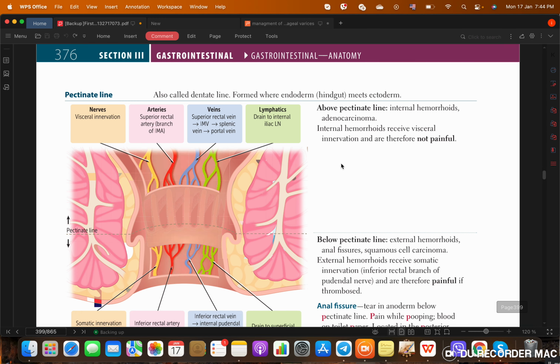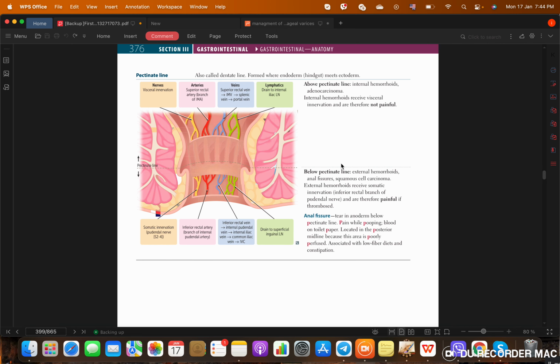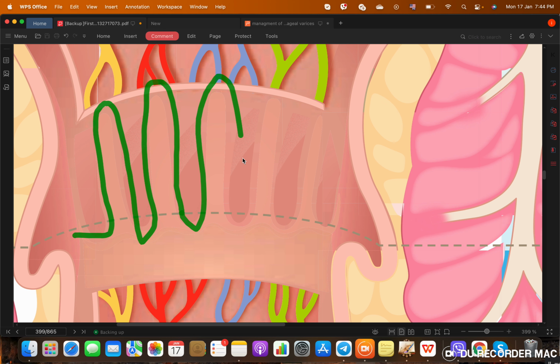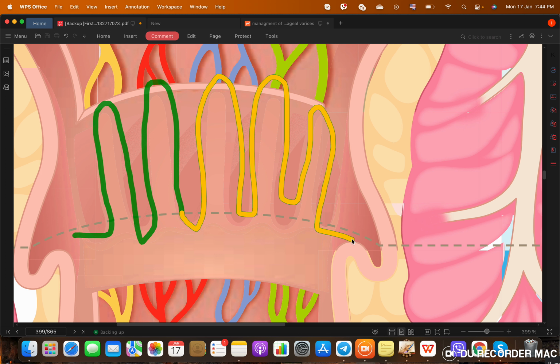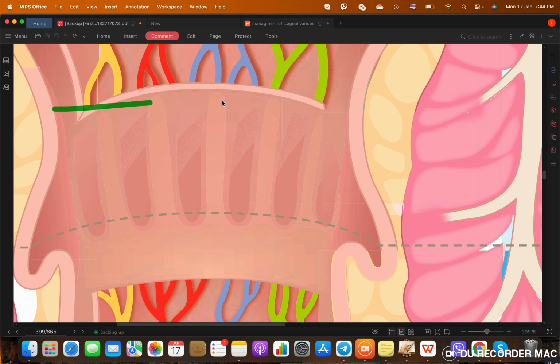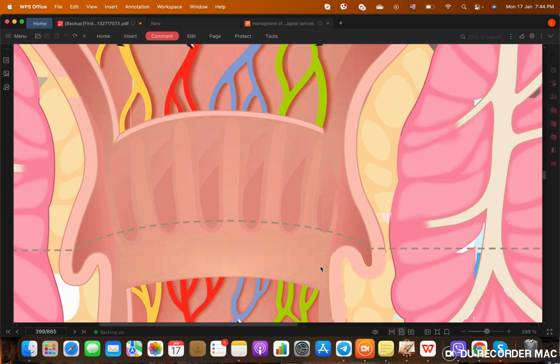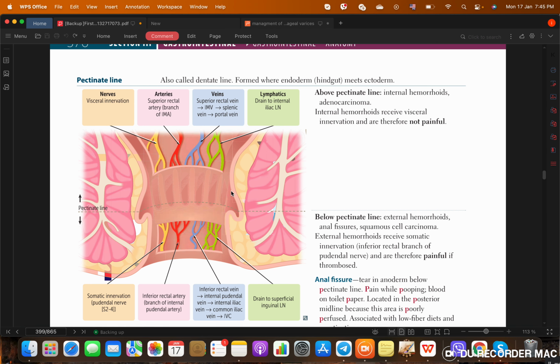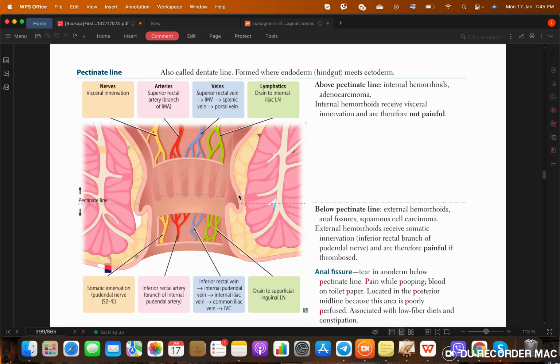Nice. Okay, my favorite topic, the pectinate line. What is the other name of the pectinate line? Actually, it's not the other name. It's like, this is the dentate line, guys, and this is the pectinate line. But for the sake of this, you can imagine it to be the same thing, because it's just a topographical area. We call this the dentate line because it looks like teeth, guys, okay? So this is the pectinate line, or the dentate line, whatever you want to call it.